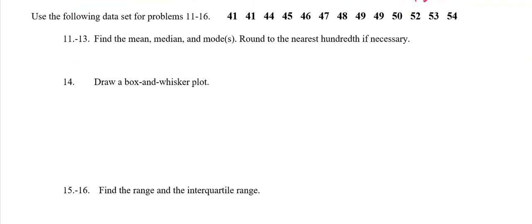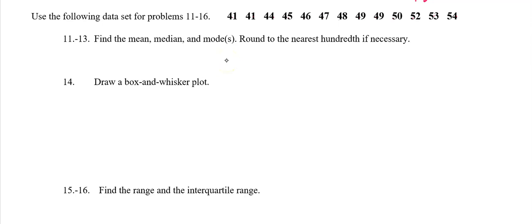Okay, now we're moving into some statistics, and this first set, 11 through 13, is mean, median, and mode. For the mean, we just add up all the numbers, and then we divide by the number of terms. So let's see, 1, 2, 3, 4, 5, 6, 7, 8, 9, 10, 11, 12, 13. So you add all those numbers up and then divide by 13, and that will be the average.